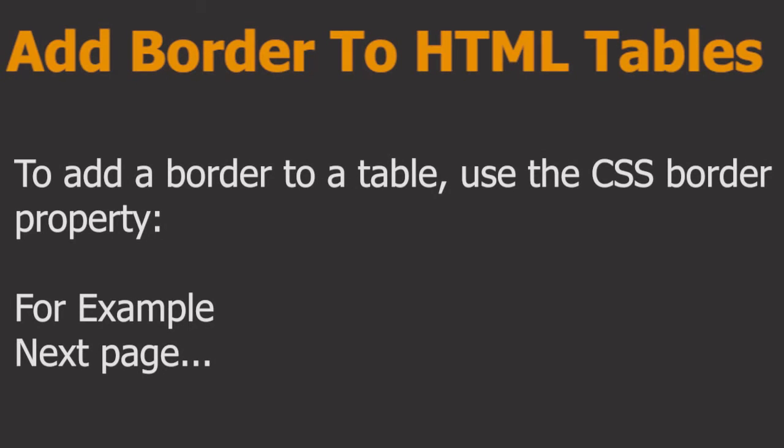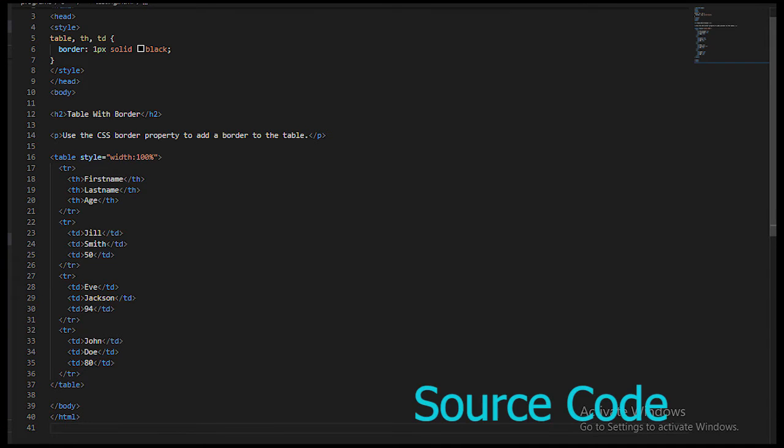How to add a border to an HTML table. To add a border to a table, use the CSS border property. For example, table. Border spacing, 5px.